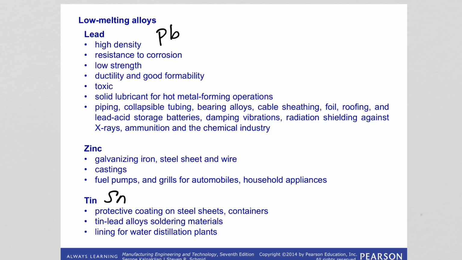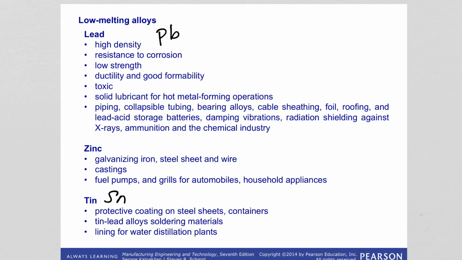So zinc. Zinc is actually a commonly used metal. We can say it is the fourth most utilized after iron, aluminum, and copper. So it has major uses. The first one is galvanizing iron, steel, sheet, or wire. That means it is acting as a coating.